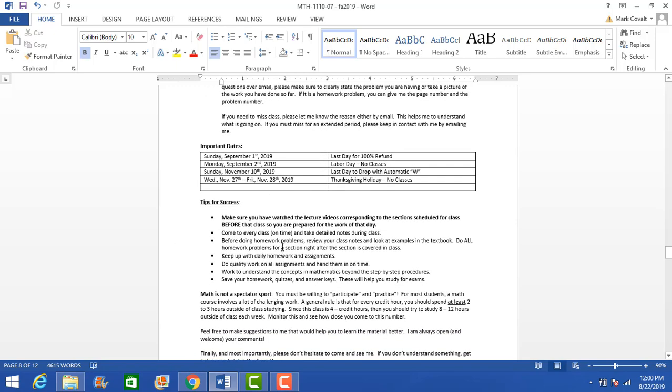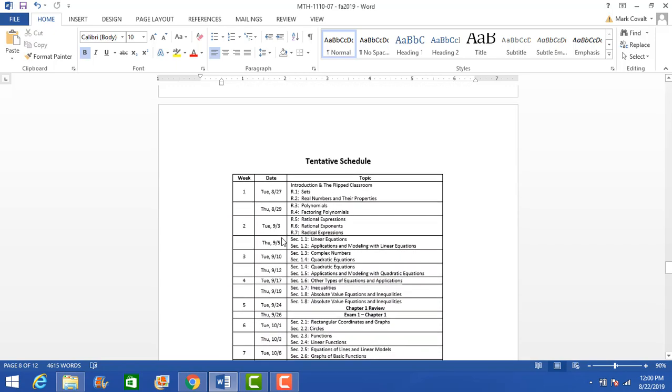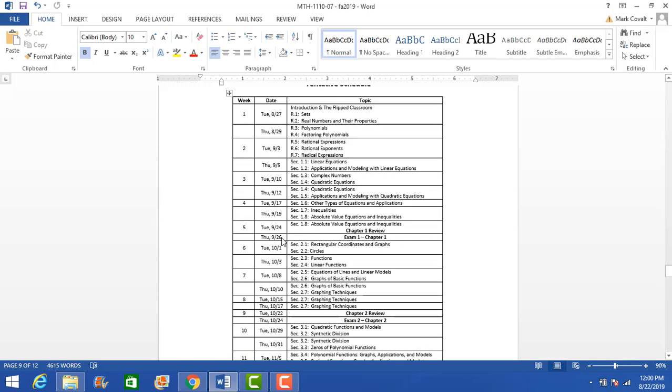Here are my tips for success. Suggested reading. Here's my schedule. So here's where we get to the end. My schedule tells you what day and what we're going to be covering that day. Now this schedule will change, because we may fall behind, and it may take me longer to cover certain material than others. But what this schedule tells you is what we're going to be covering on what day.